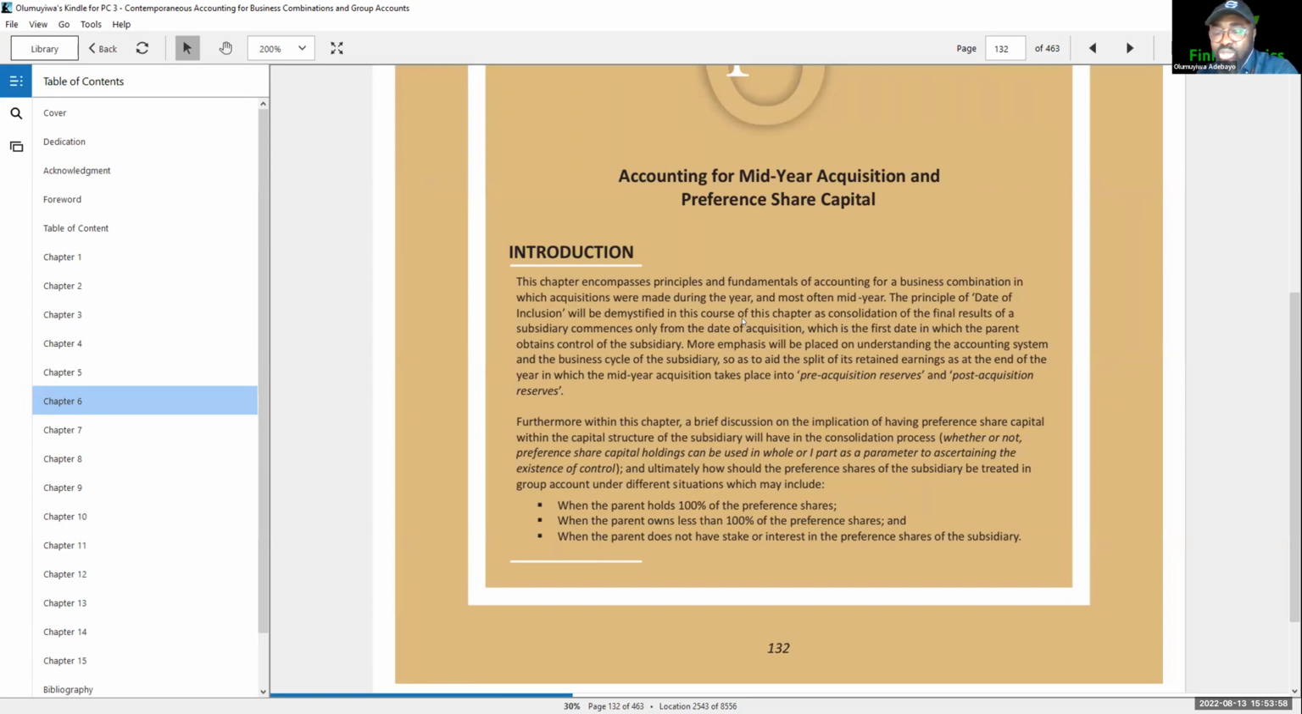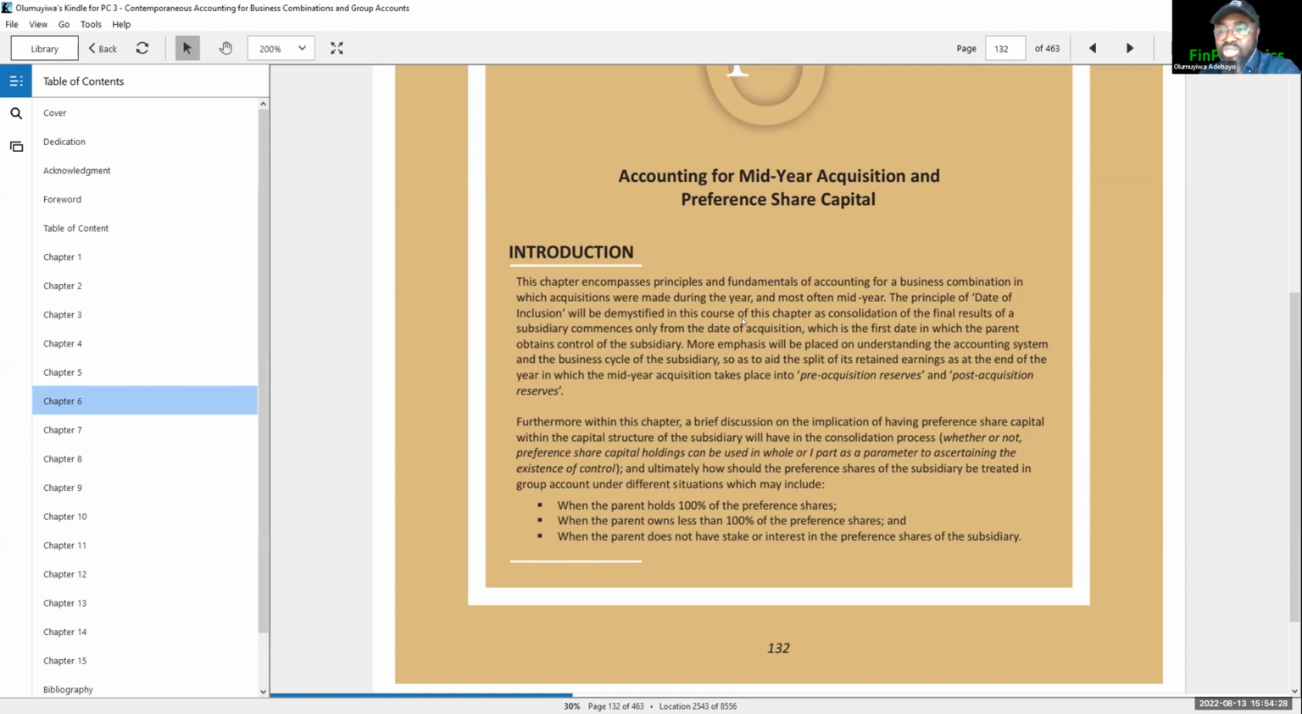Lastly, there's a situation where the parent has no single stake in the preference share capital. It then means that in that situation, the preference share capital will not necessarily be cancelled out, but the entire amount of preference share capital will be attributed only to the non-controlling interest, and all will be aggregated within the non-controlling interest portion of the equity section of our balance sheets.